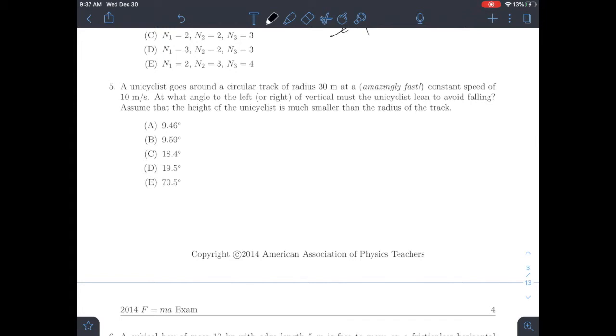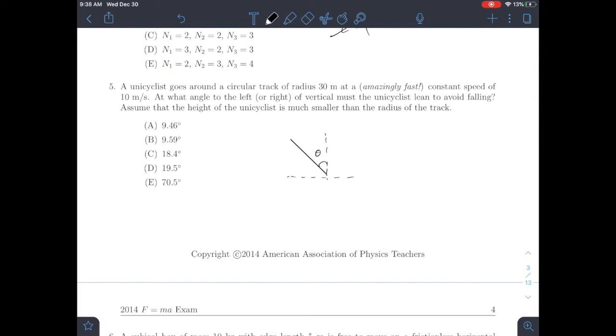So here, let's draw a diagram. Let's just use a straight line to represent the height of the cyclist. Now let's draw two lines. This line is horizontal, and this line is the vertical. Let's define this angle as theta. That's what we're going to solve for, theta.